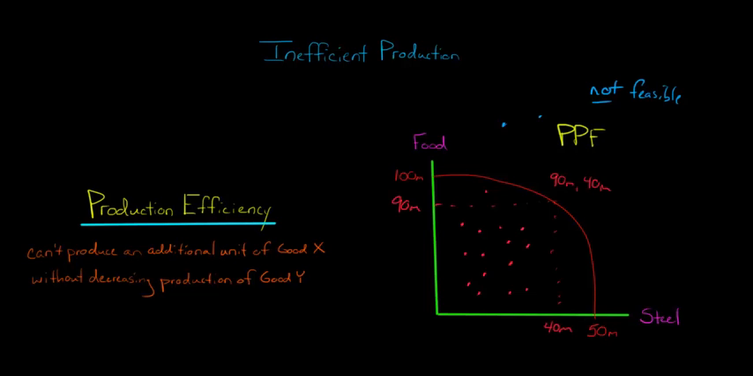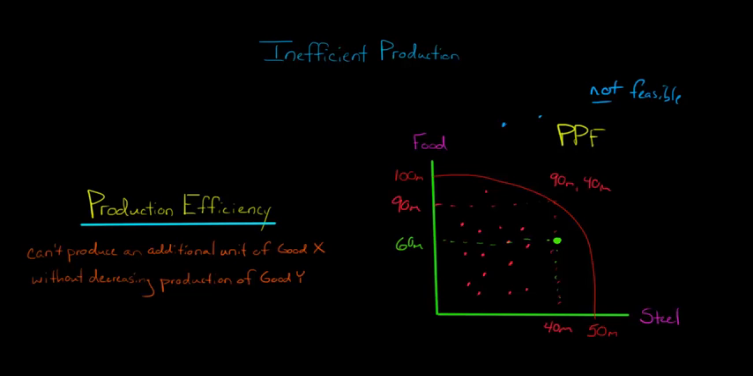But we don't want to do that, right? We want to be on this line because that's efficient in production. And so you might be thinking, okay, well, why do we even care? Well, let's take this point right here. So let's say this point corresponds to 40 million tons of steel, and then it corresponds to, let's say, 60 million tons of food.